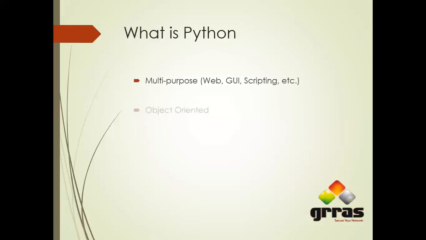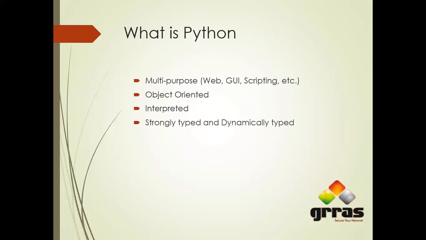So if we talk about Python, we already talked about it. Python is a multi-purpose language we can use in web designing, graphical user interface, scripting, and other types of work. Python is fully object-oriented. Python is an interpreted language. So I think you know about interpreted and compiled languages, or I should explain it. Okay. So, strongly typed and dynamically typed language.